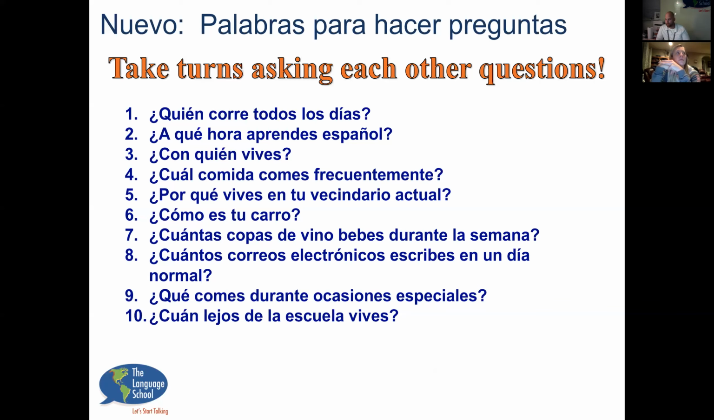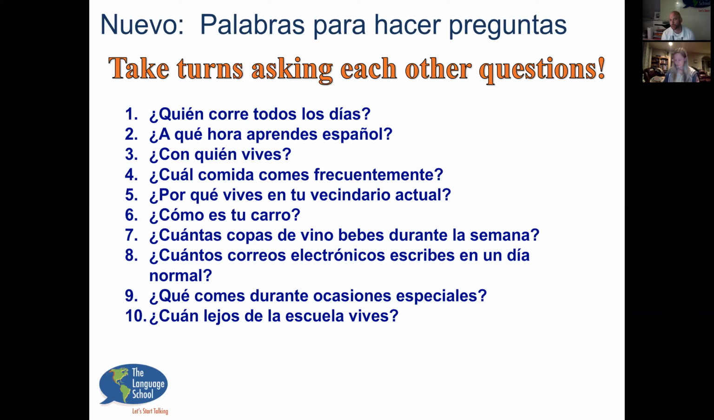So I'm trying to think. So I wouldn't want to say that, like, my car is clean or something, because that's temporary, right? Yeah. If you want to think about it like this, ¿cómo es tu carro? is more like saying, what is your car like, or describe your car, versus how is your car right now, which would be ¿cómo está tu carro? So ¿cómo es tu carro? is more like, mi carro es un sedan.